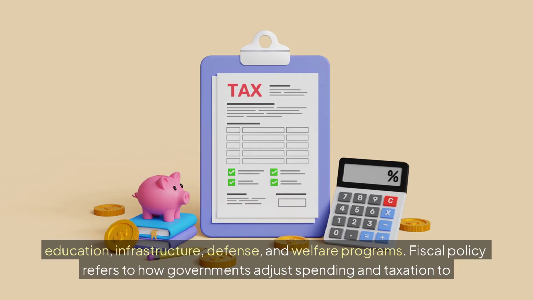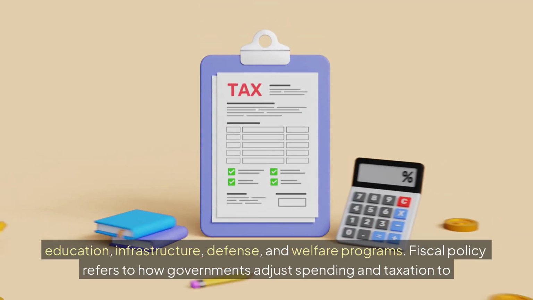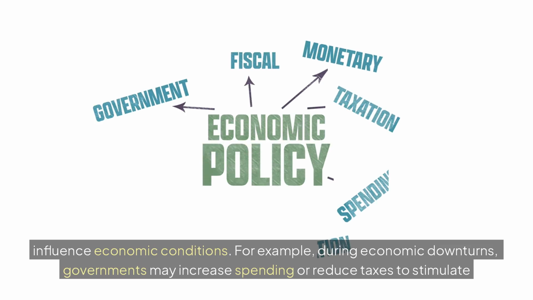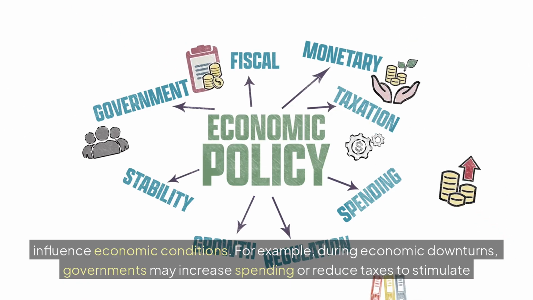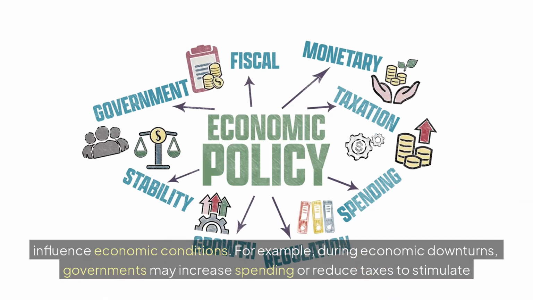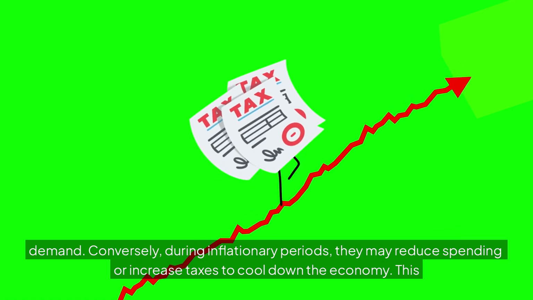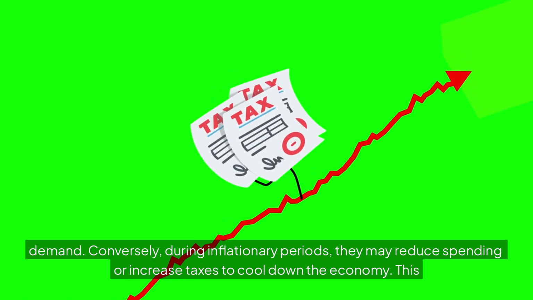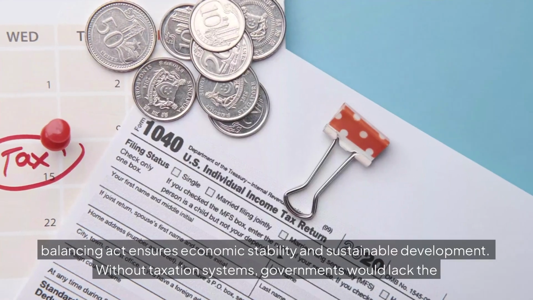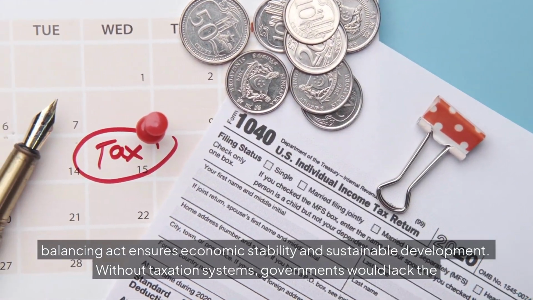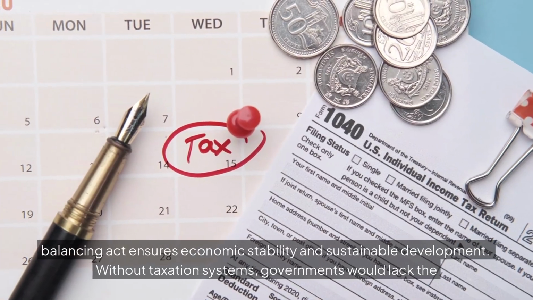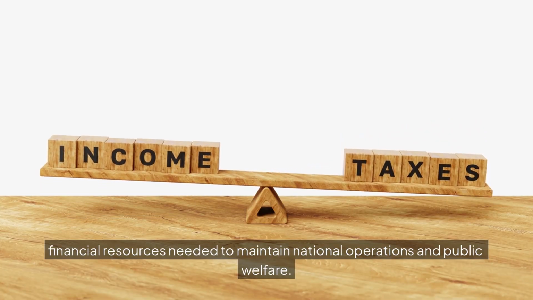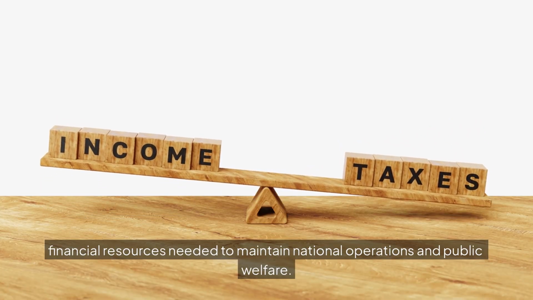Fiscal policy refers to how governments adjust spending and taxation to influence economic conditions. For example, during economic downturns, governments may increase spending or reduce taxes to stimulate demand. Conversely, during inflationary periods, they may reduce spending or increase taxes to cool down the economy. This balancing act ensures economic stability and sustainable development. Without taxation systems, governments would lack the financial resources needed to maintain national operations and public welfare.